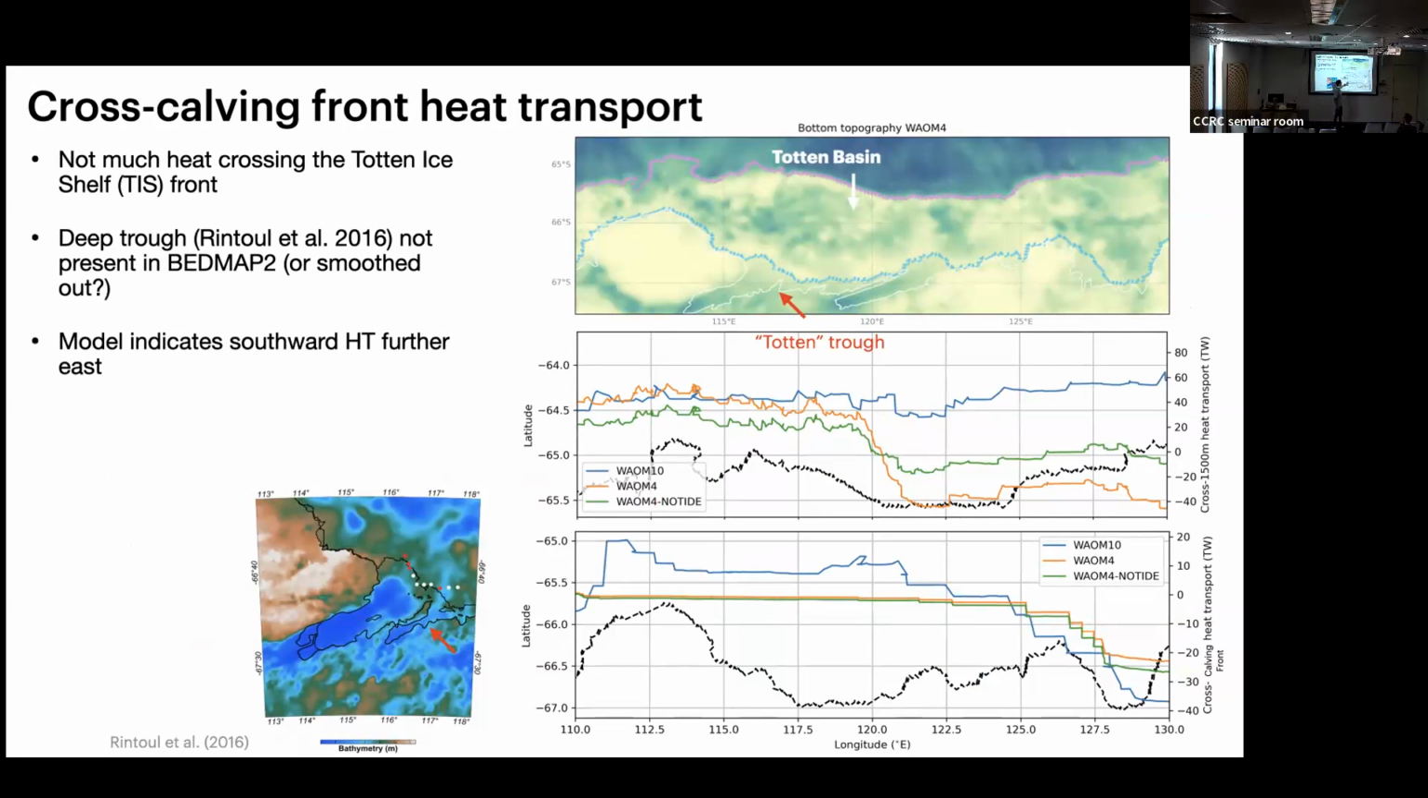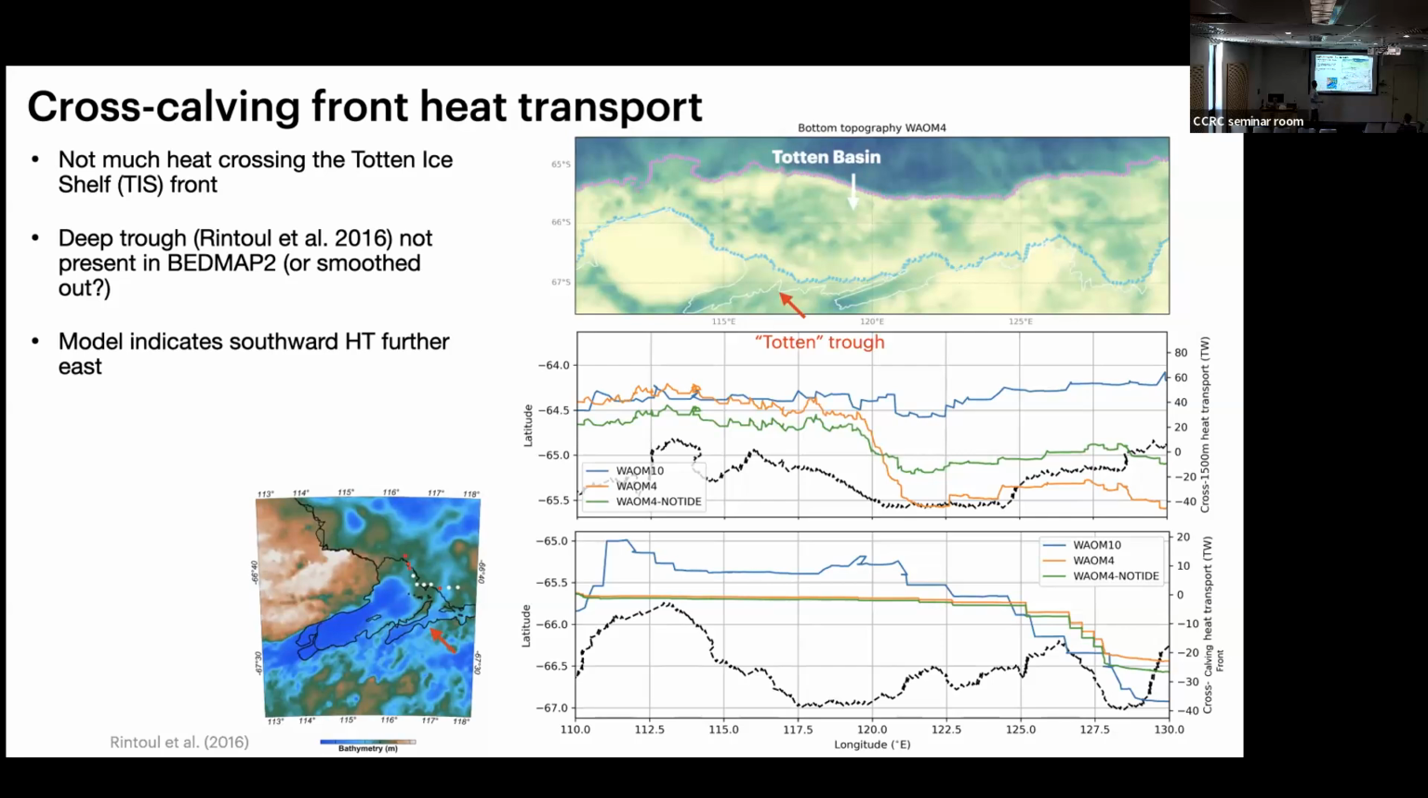So there is no northward transport, especially at high resolution. And the 10 kilometer run has a bit of ups and downs here. But definitely not much heat going south just in front of the Totten and the Moscow University ice shelves.